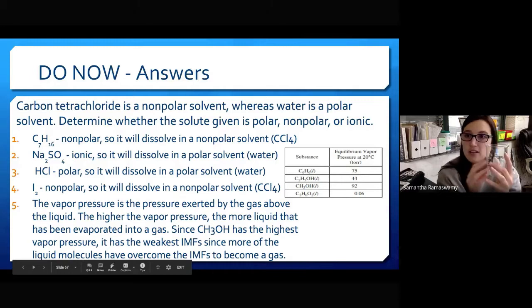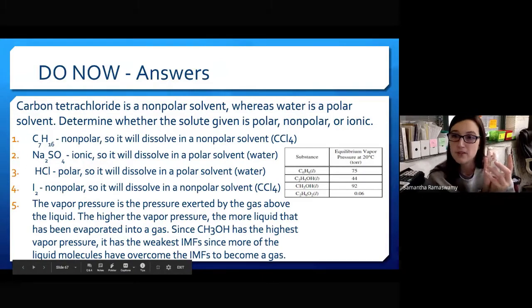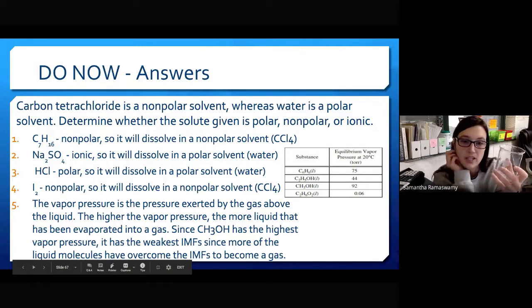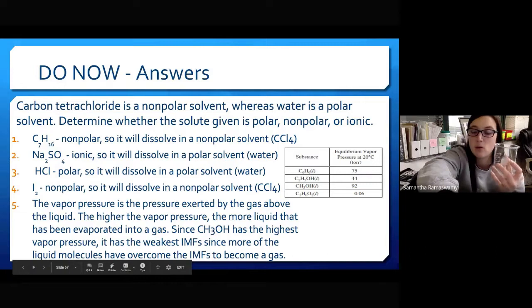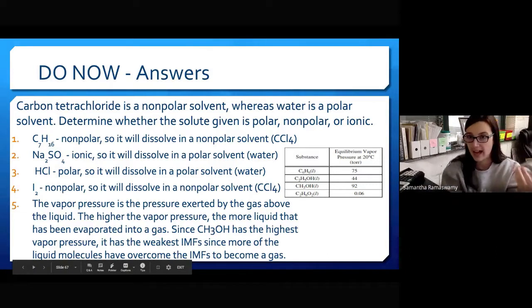So if it's easy for the liquid to overcome those IMFs, they're going to be weaker. If it's harder for the liquids to overcome the IMFs, they'll be stronger. So the C2H6O2, with such a small vapor pressure, it's really hard for the liquid molecules to overcome the IMFs. So C2H6O2 with the lowest vapor pressure actually has the strongest IMFs, and CH3OH, which is methanol, actually has the highest vapor pressure. So since CH3OH has the highest vapor pressure, it has the weakest intermolecular forces, since more of the liquid has been converted to a gas.